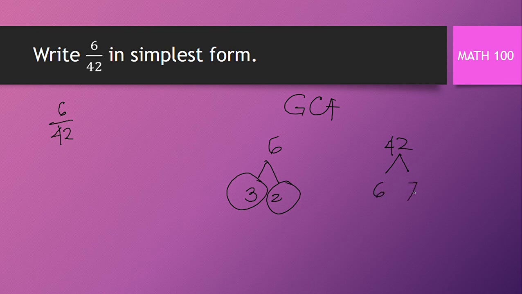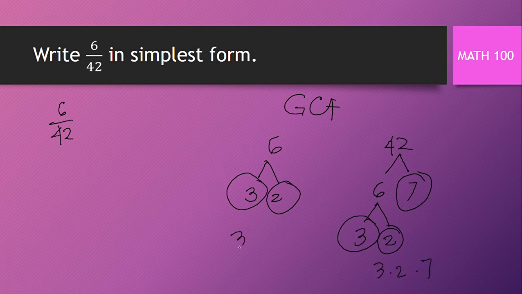6 and 7. Sorry about that. I keep spacing out here because my daughter is always coming in. Sorry. Okay, so we have 42, and the factors of that number are 6 and 7. So 7 is prime, and the 6 is still composite, so we are to break that up. So we have here 3 and 2.